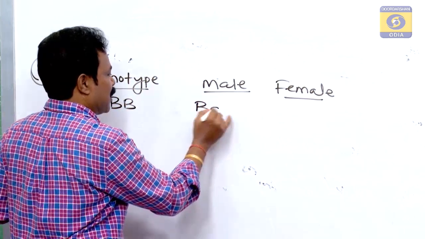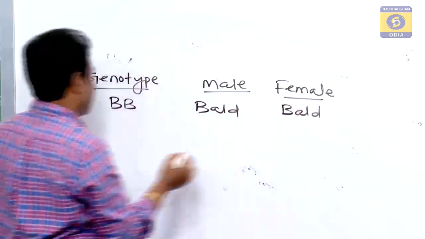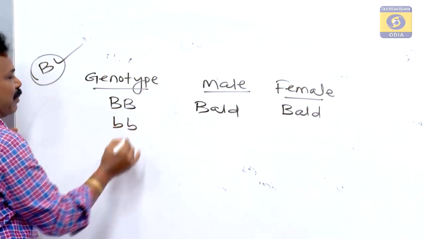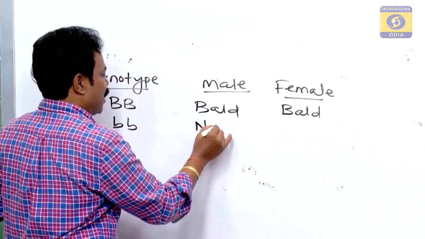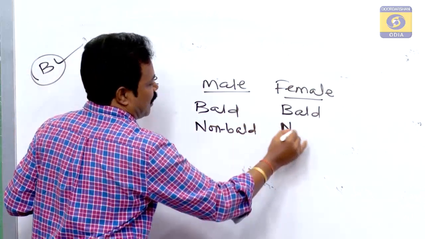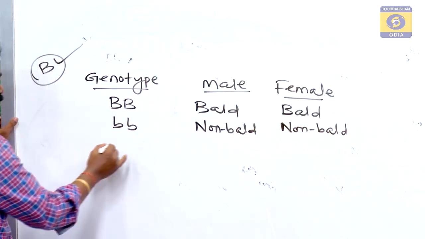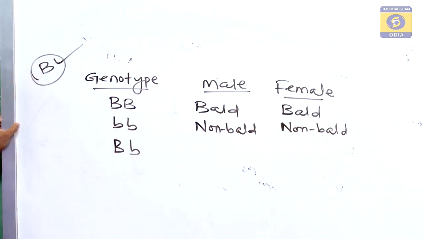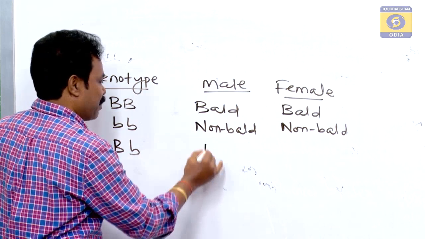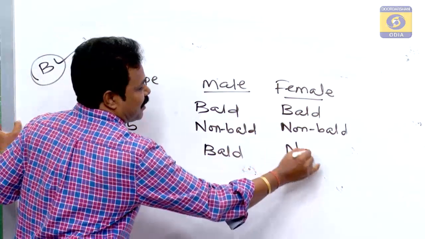Capital B capital B: males are bald, females are also bald. Small b small b: males are non-bald, females are non-bald. But capital B, small b: males are bald, but females are non-bald.